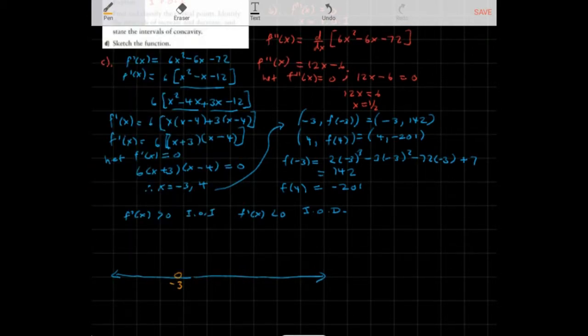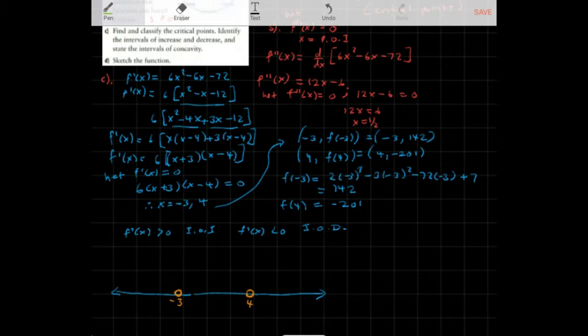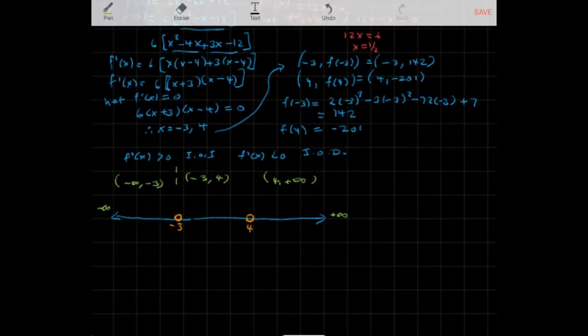I'm just drawing this arbitrarily, there's no scale here. So we have -3 here. Let's say 4 is here. Okay, there's no scale. And they're not inclusive, right? So the intervals here are basically going to be -infinity and -3, right? There's going to be -3 and 4, and there's also going to be 4 and positive infinity. So this goes all the way to infinity. Okay? So let's test all of these out.